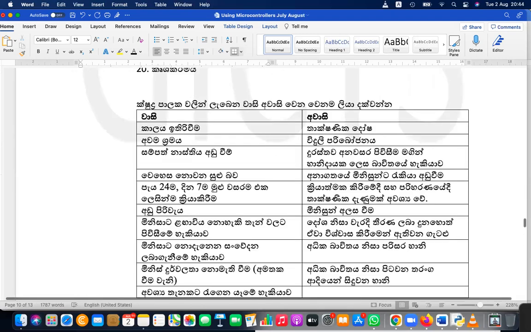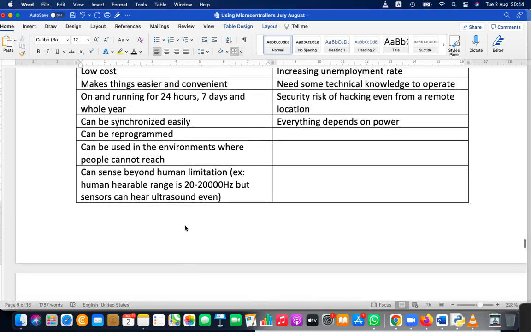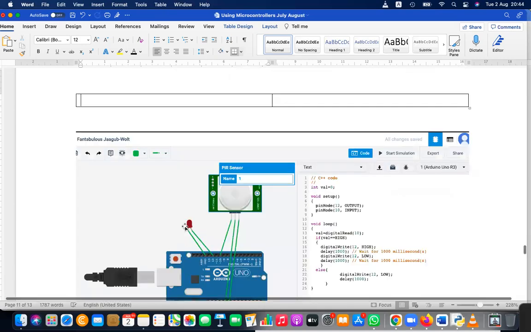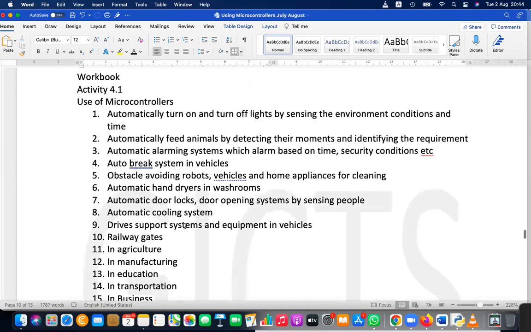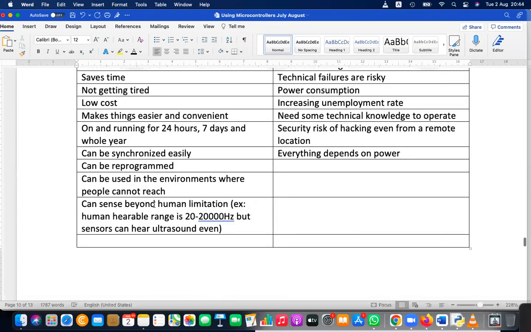Let's write down these factors. And it's portable, another advantage. It's portable and can move easily. You can write that down.